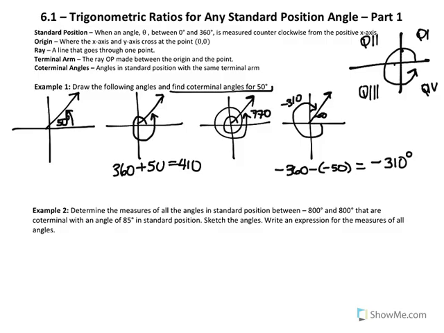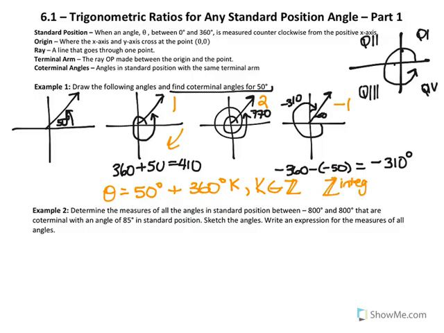So those are all things that are coterminal. They lie on the exact same arm. And we can make a general statement of that. So the way that we would say a general statement is that our angle could be equal to 50 degrees plus we add 360 degrees times some value of k. So for this one, k would be 1. It adds one circle. This one is 2. This one is negative 1. So it's k, and then we say for k is an element of the integers. So the symbol Z is integers, and that means plus and minus whole numbers.